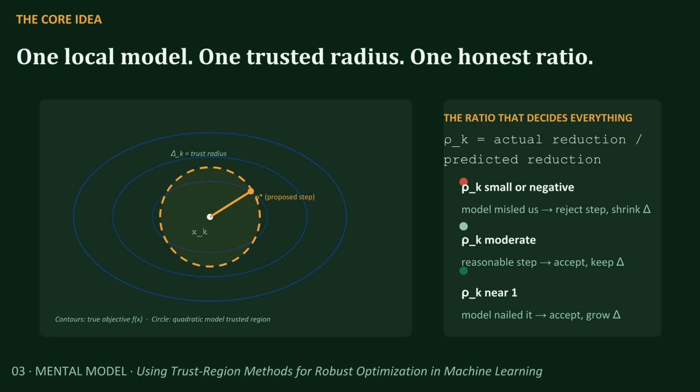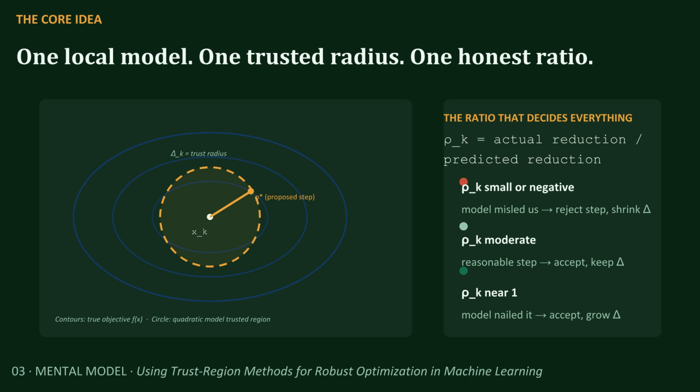Three regimes matter. If rho is small, or even negative, our model misled us. We reject the step outright and shrink the radius for next time. If rho is moderate, we accept the step and leave the radius alone. And if rho is close to 1, our model nailed it. We accept the step and grow the radius, betting that a good approximation will keep holding over a larger region.